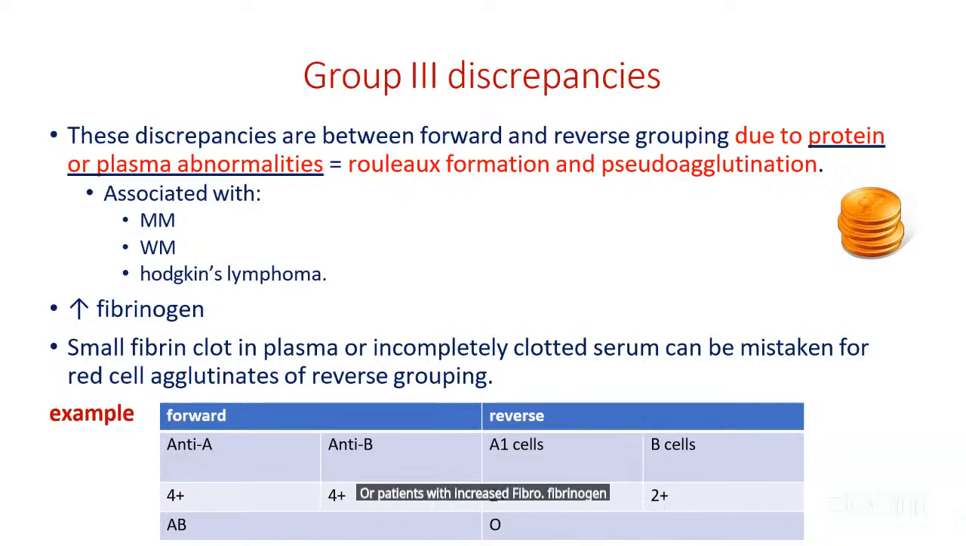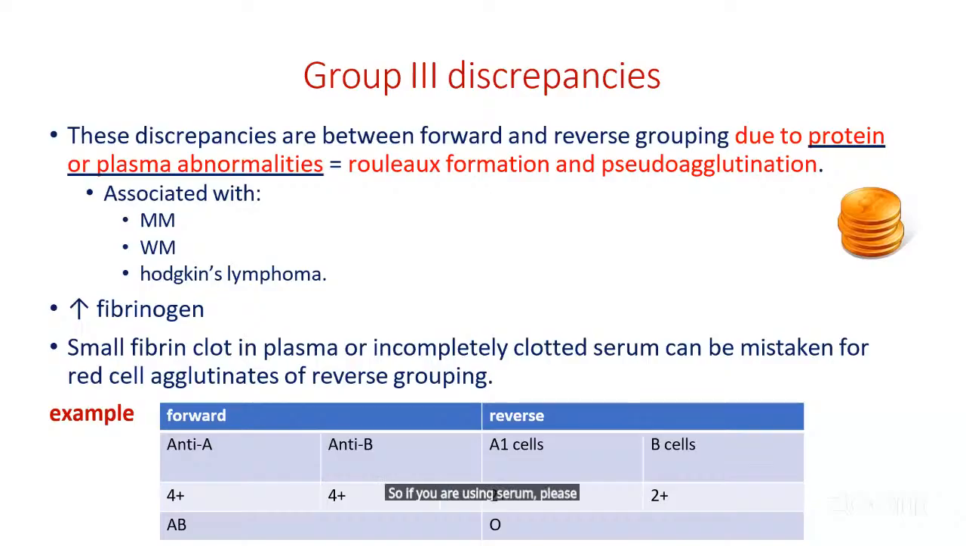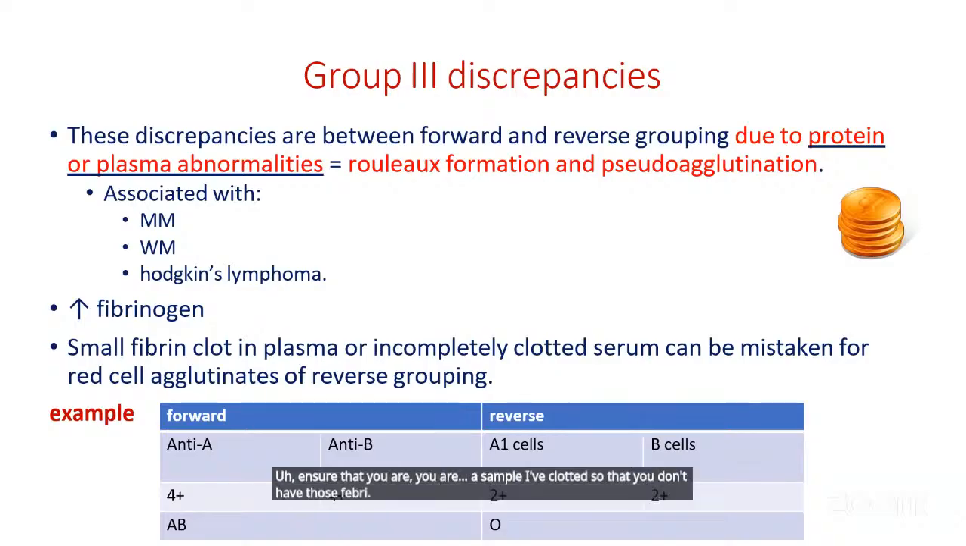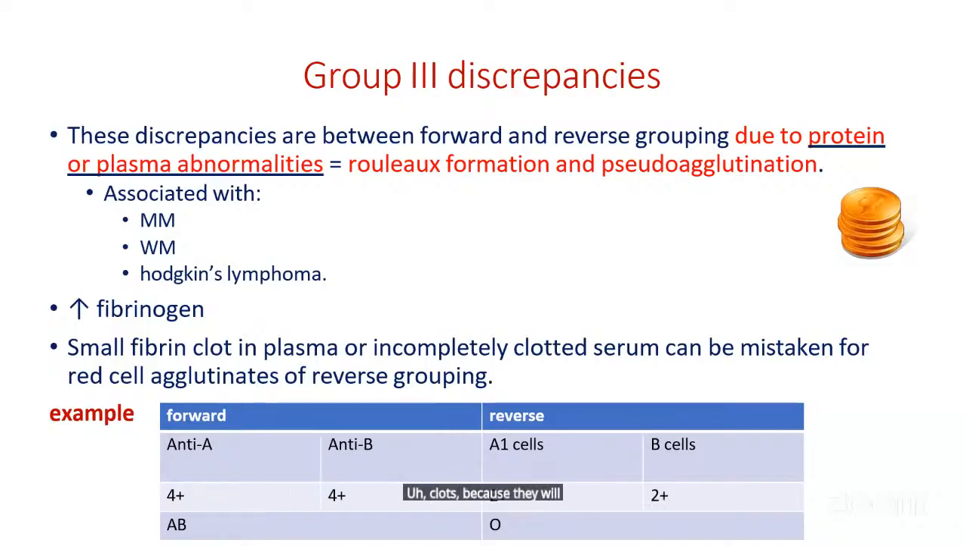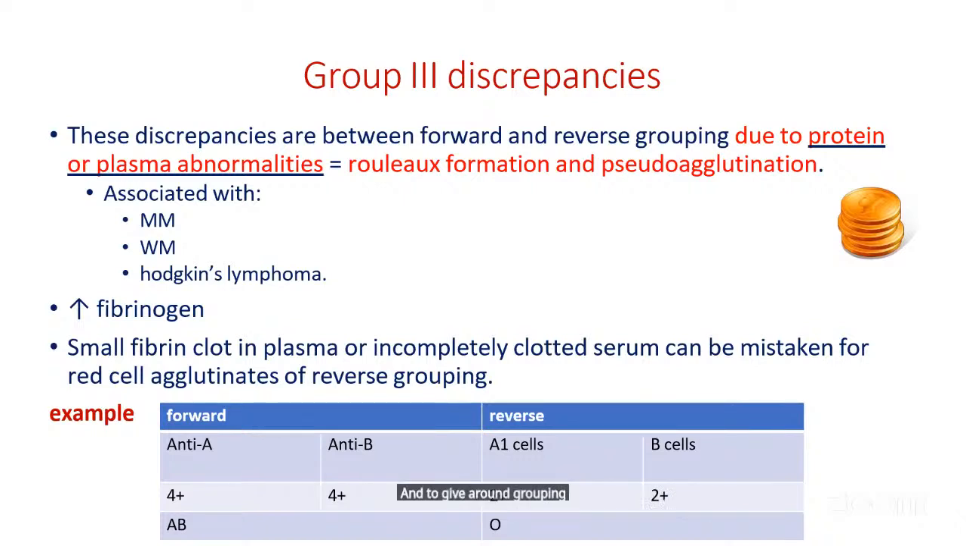If there is more fibrinogen, small fibrin clots in plasma or in incompletely clotted serum can be mistaken for red cell agglutinates in reverse grouping. So if you are using serum, please ensure that your sample has clotted, so that you don't have those fibrin clots, because when you are doing your agglutination, you might pick them and mistakenly read them as agglutination and give a wrong grouping. So it is very key that we follow this.